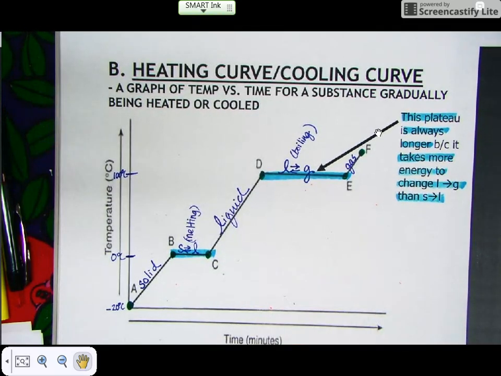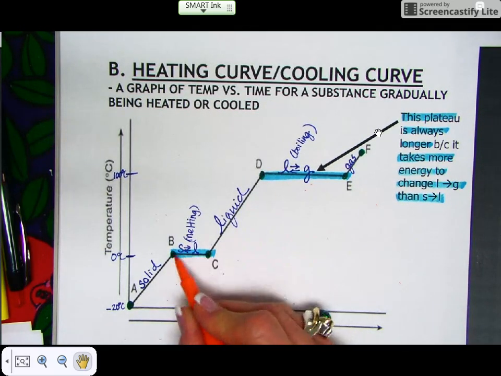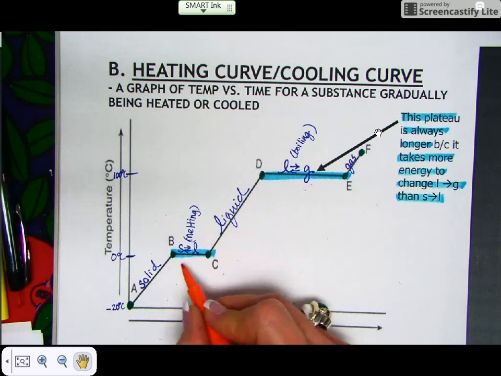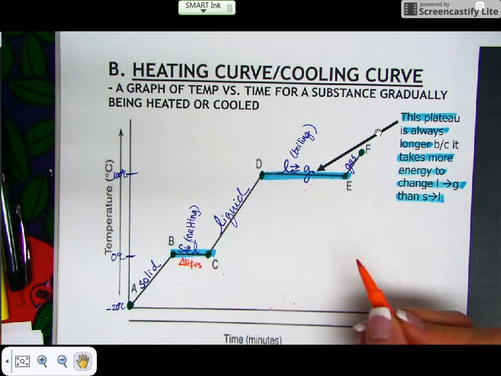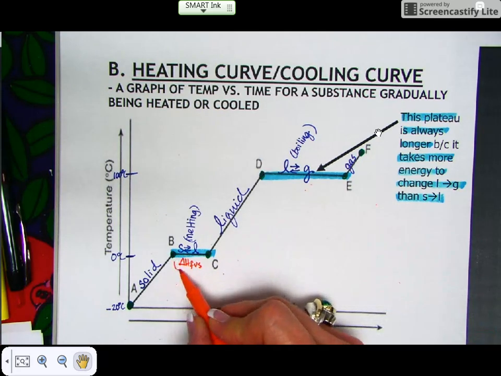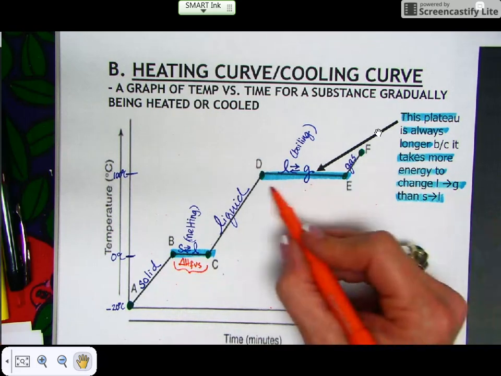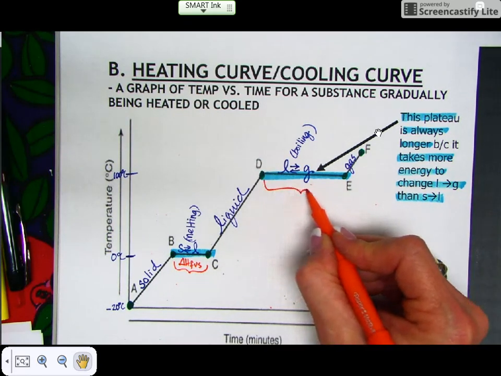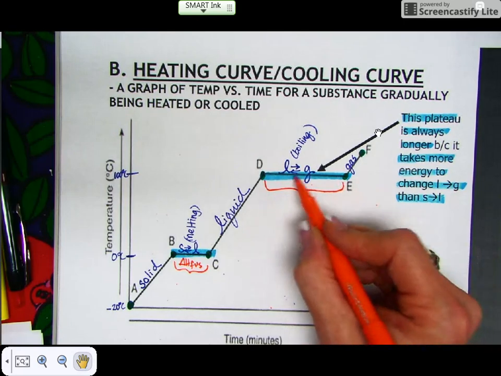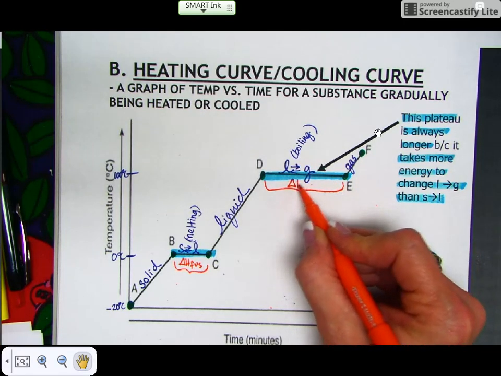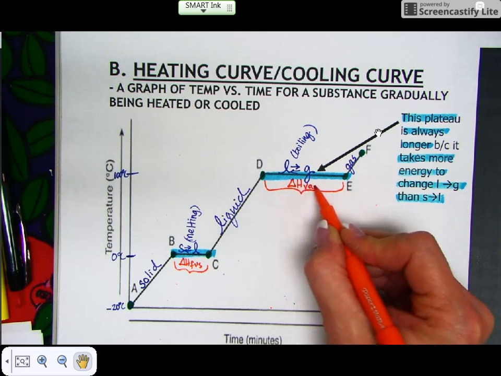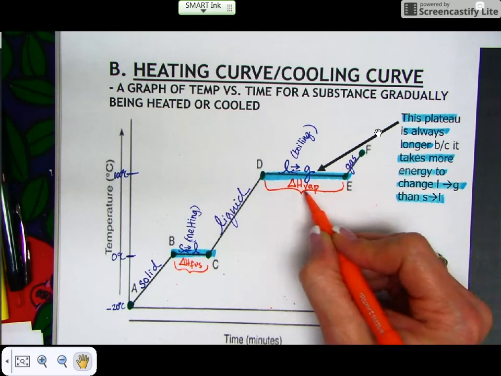So the energy used during this phase change is called the heat of fusion. Okay, that's the energy between here and here. The energy used to go to the vapor state, the energy used and focused on separating the molecules here, is called the heat of vaporization, and the symbol is delta H, VAP.